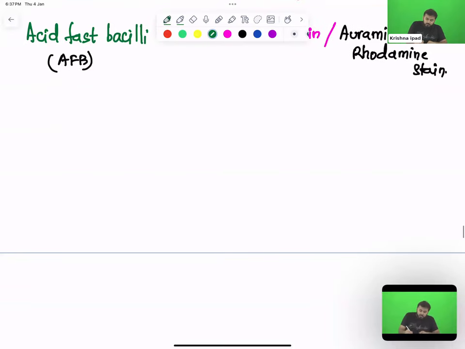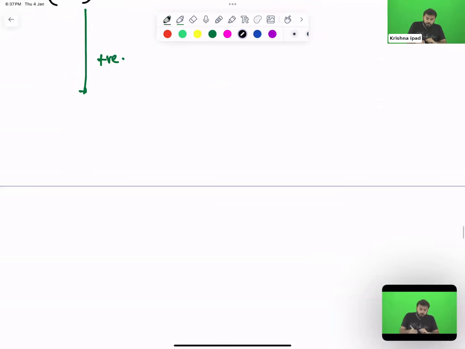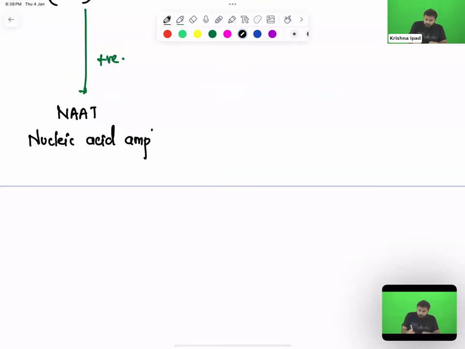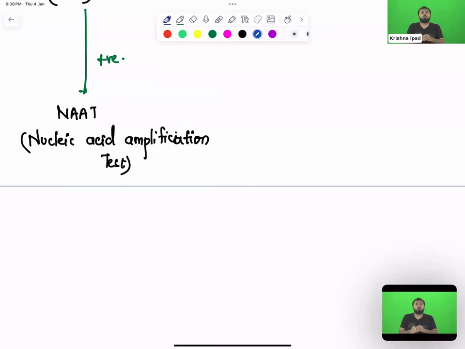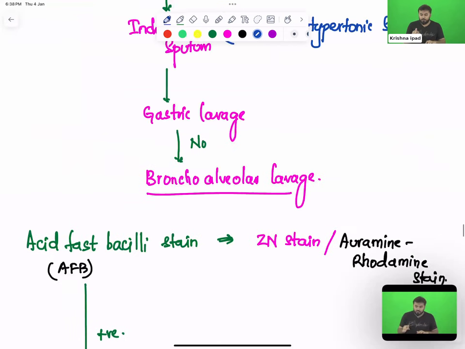Now, if this test is positive, then what you need to do? You need to confirm. You need to show the proof. So how will you show the proof? You will do another test which is more reliable, more confirmatory. That is called as NAT, CB NAT. What is this NAT? Nucleic acid amplification test. Okay. Now, even this test is also very rapid, but it is a little bit costlier. Now, you have done this finally, so your diagnosis is confirmed. So this is the diagnostic procedure which you do basically.